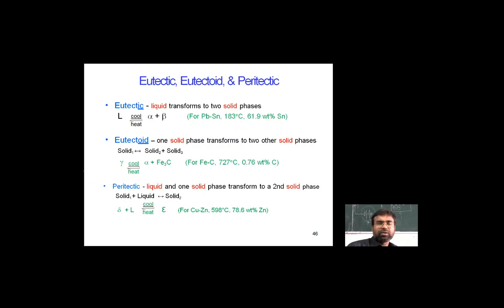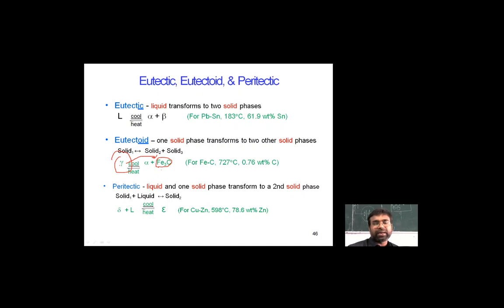So in this eutectoid, what is happening? There is one solid, gamma austenite, which when it cools transforms into two solids, the alpha ferrite and Fe3C, that is the cementite. When we cool the material, a transformation takes place from one phase to another, defining the solid phase. You can see the weight percentage is about 0.76 weight percent of carbon.